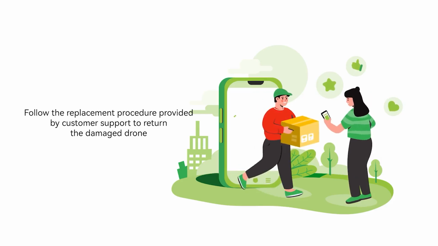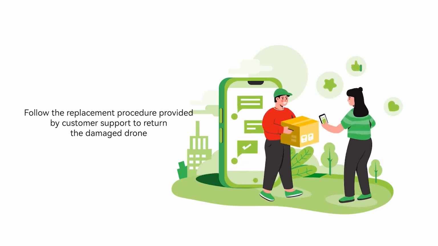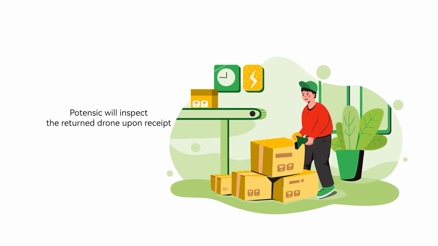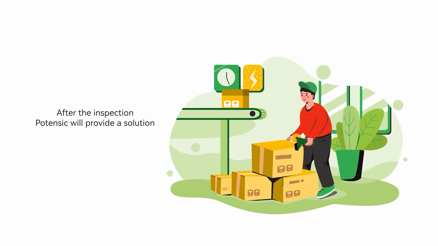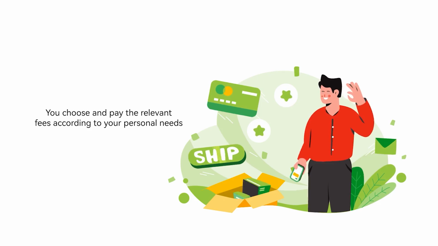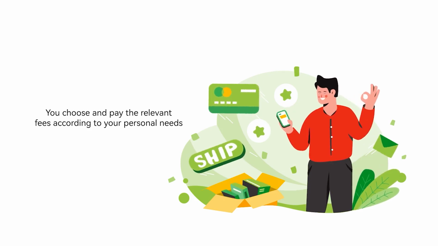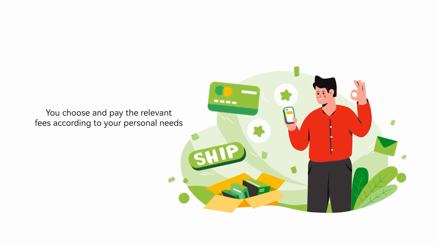Follow the replacement procedure provided by customer support to return the damaged drone. Potensic will inspect the returned drone upon receipt. After the inspection, Potensic will provide a solution. You choose and pay the relevant fees according to your personal needs.